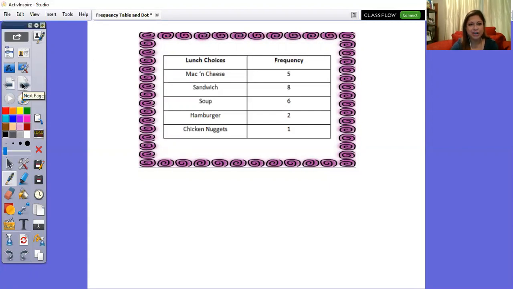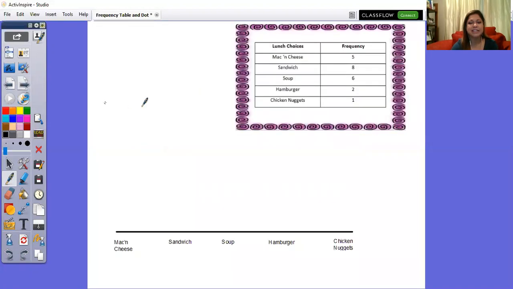So to get you started, it's going to look something like this. You need your number line on the bottom. You need your different categories, the mac and cheese, sandwich, soup, hamburger, chicken nuggets, and then I would like for you to take care of the dots here. If there was a key, it would just say each dot equals 1. So go ahead and do that. If you have to pause it, go ahead and pause it, starting now. Give it a shot.